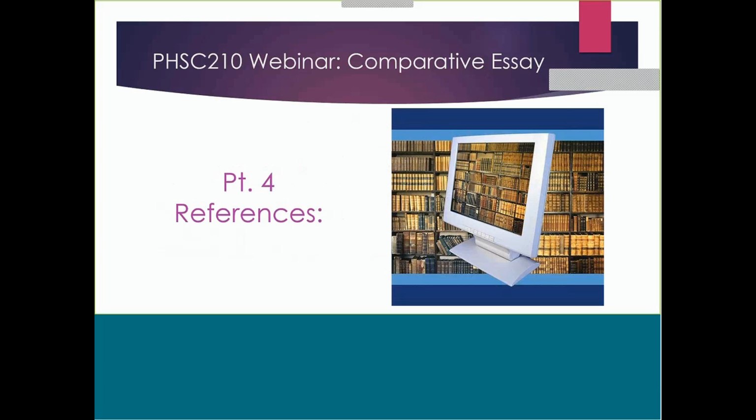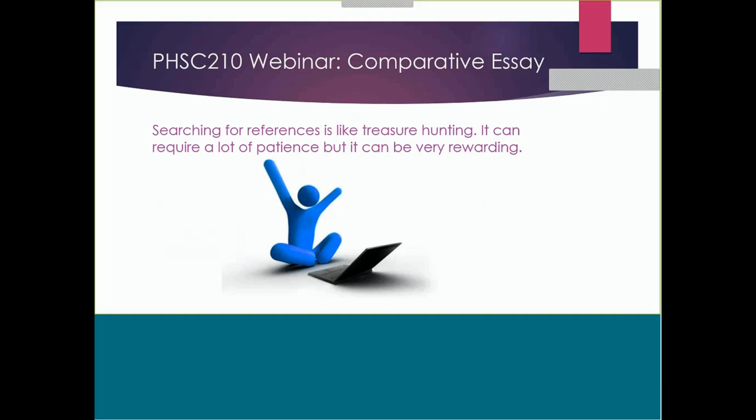Okay, the final part of our covering of the topic of the comparative essay this evening are your sources or your references. Where are you going to find good references? And again, I don't have to say too much about this evening, but let me just say that searching for references is like treasure hunting. It can require a lot of patience, like you can't find something, you haven't found enough information on the topic of your choice, but it can be very rewarding.